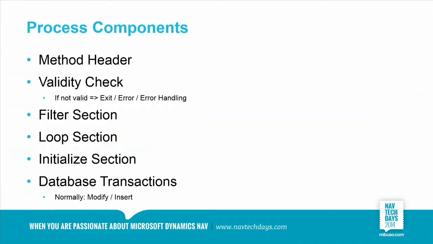You have that method header, then you normally have some sort of validity check. Does this method apply to this data item or not, to this data entity or data item? You normally have a section that filters something. You normally have a section that loops something. You normally have a section that initializes data or updates values. And then you have a section with database transactions. Modify, insert, sometimes delete. And it's very interesting that all of these code units, as different as they are, are always built up from the same process components.